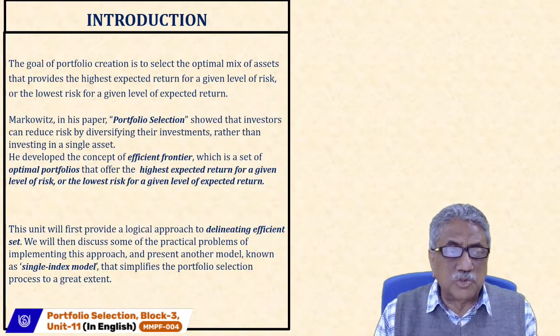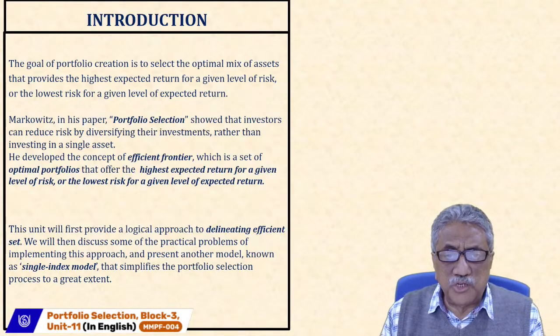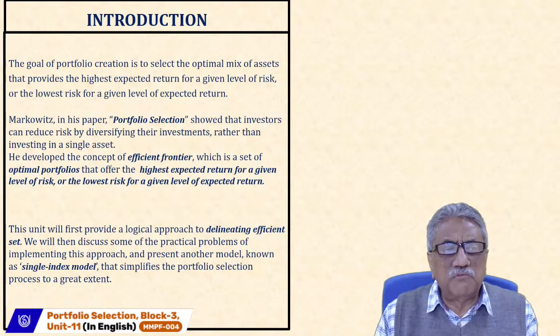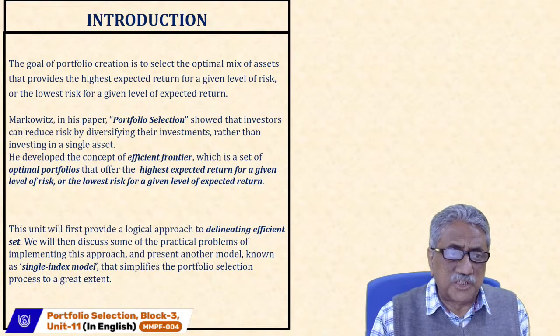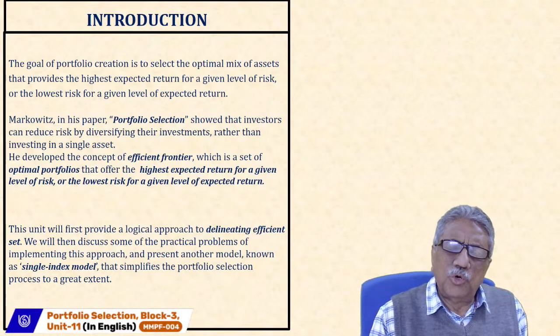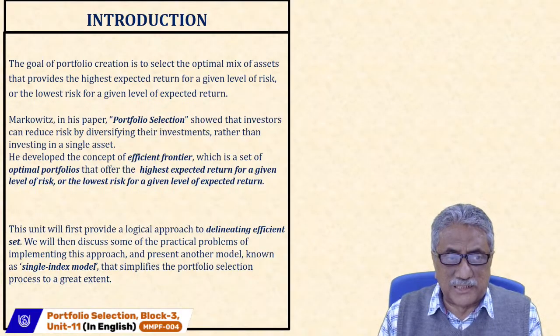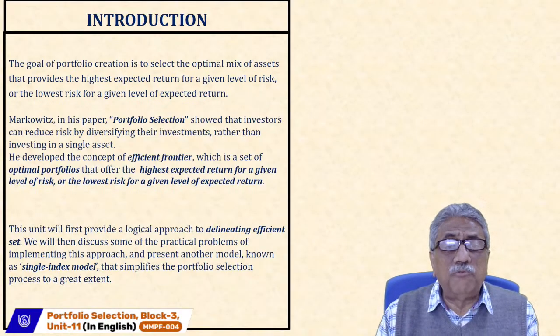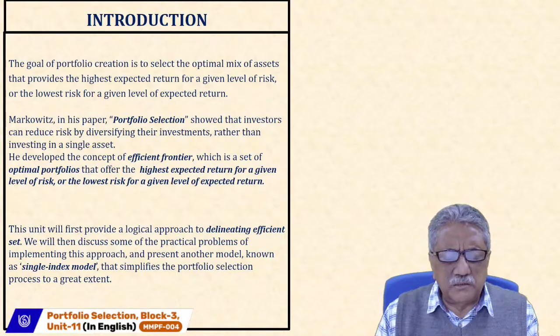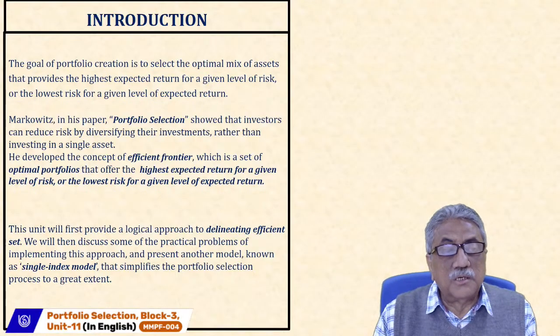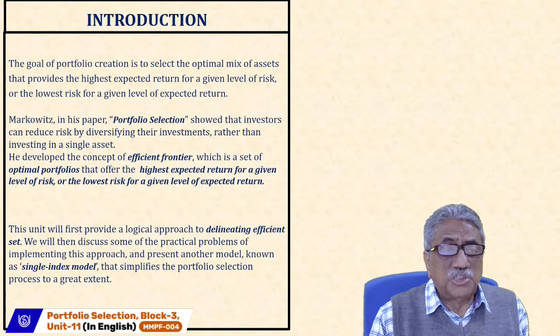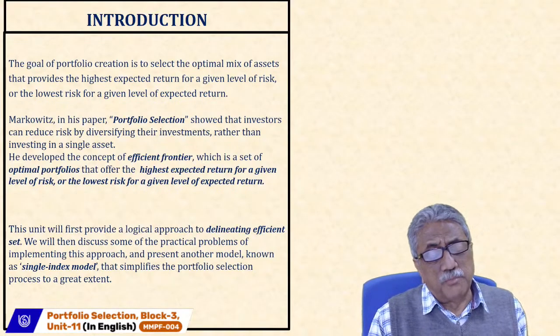I have already discussed Markowitz. In his paper Portfolio Selection, he shows that most investors can reduce risk by diversifying their investment rather than investing in a single asset. Good old grandma's statement: don't put all eggs in a single basket. But he went for very big, very sturdy mathematical research. He developed the concept of the efficient frontier, which is a set of optimal portfolios.